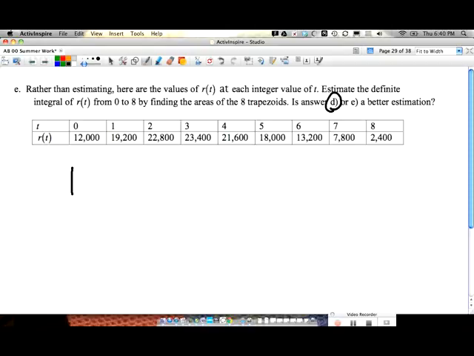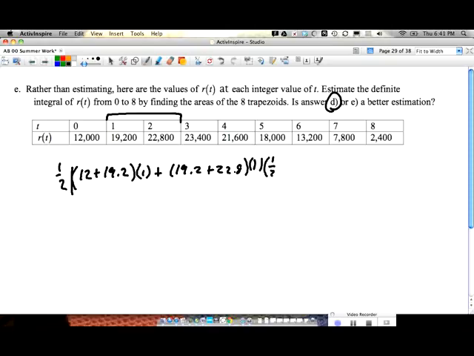So this first one, we got a trapezoid. And it's the first base plus the second base divided by 2. So we got 12,000 plus 19,200, or 19.2, times the base, which for this one is going to be 1. We're taking half of that. Plus the next one, so that was just the first one. Now we're going to look at this next one from 1 to 2. So that's going to be 19.2 plus 22.8. Notice that I'm not dealing with that 1,000 quite yet. The height again is 1, but then we got to multiply trapezoids by a half.